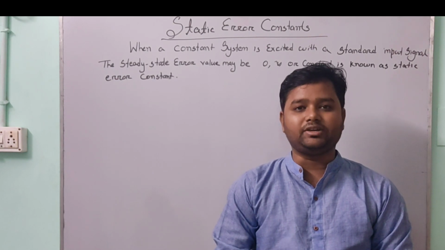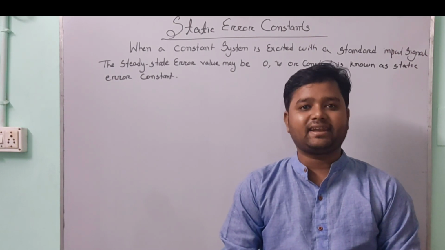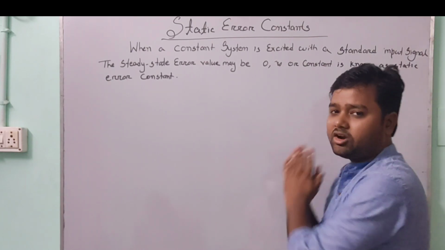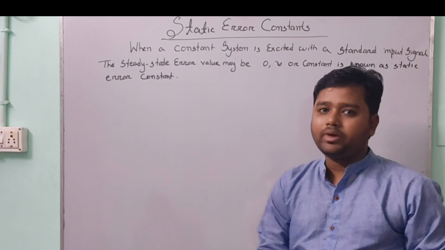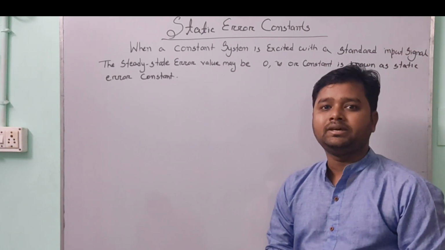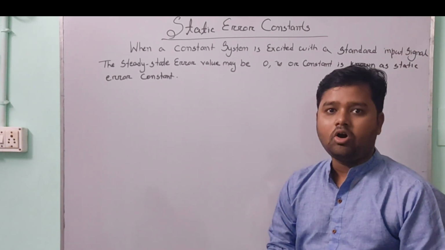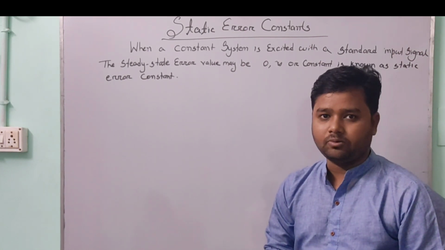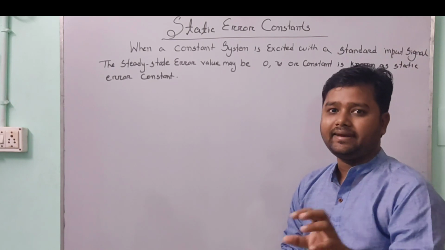classes. In this video, we will study about static error constant. Okay, let's start our class. Static error constant means the error we are getting from the system is a constant value. Constant value means either this value is 0 or this value is infinity or this value is a particular constant value. So it is known as a static error constant.